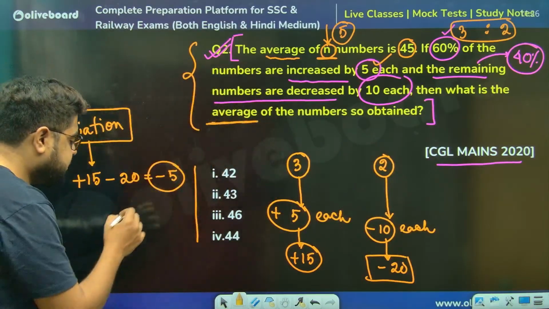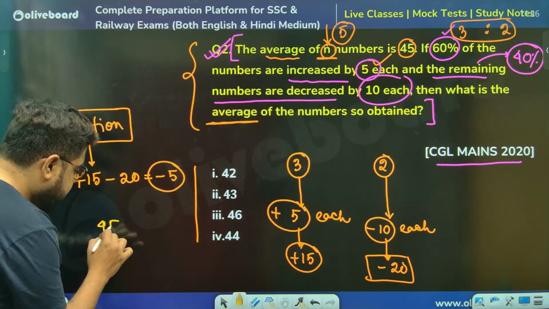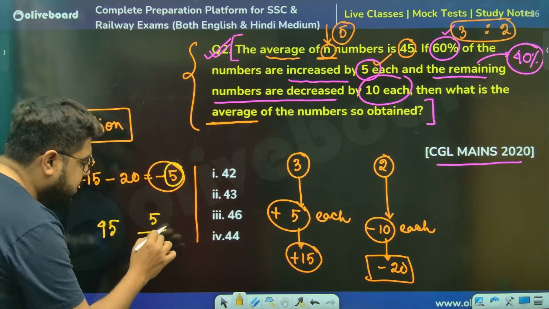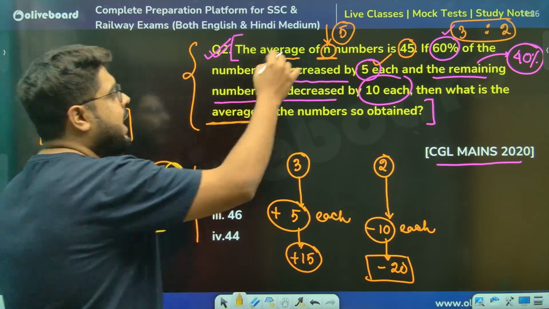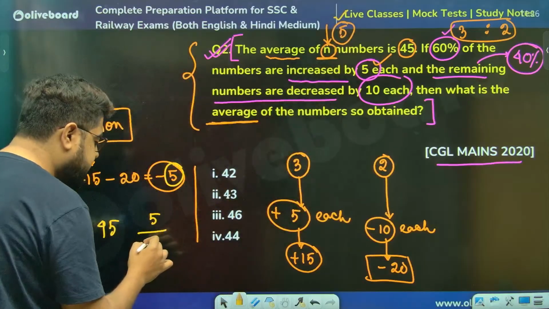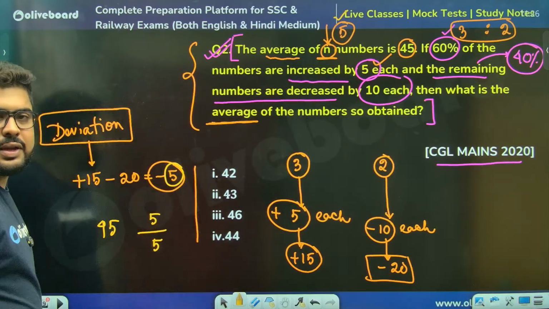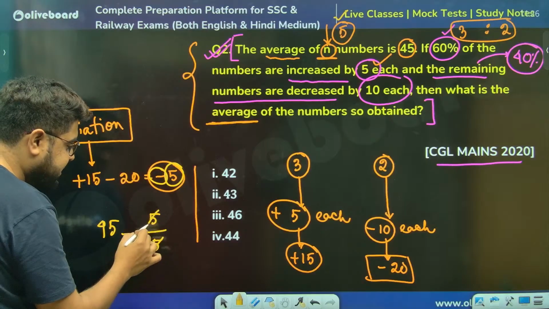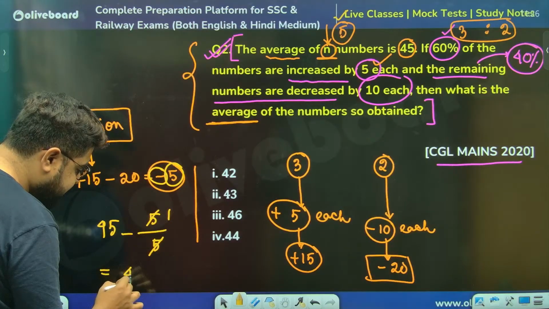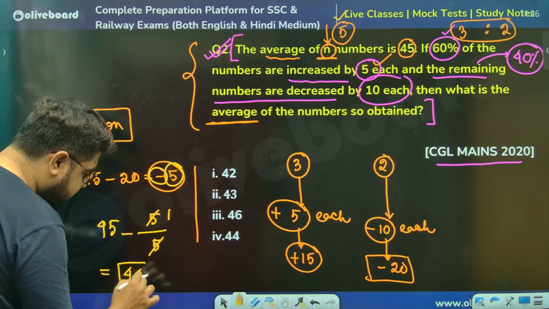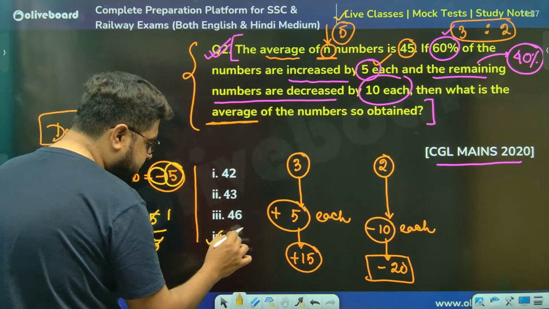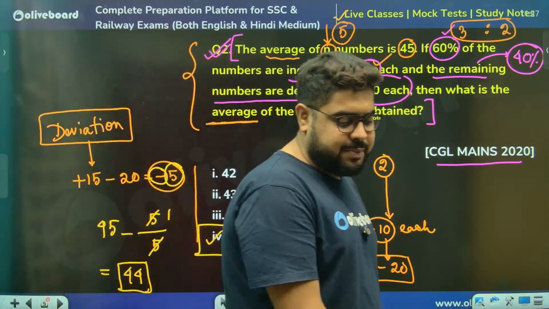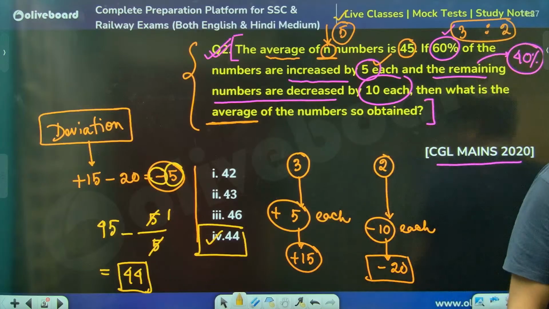The average was 45. The deviation is 5. Distribute it among however many numbers we have. We had 5 numbers, so distribute among 5 numbers. Plus or minus? The deviation is minus. So this is your answer: the new average will be 44. Option number 4, 44, is your correct answer.